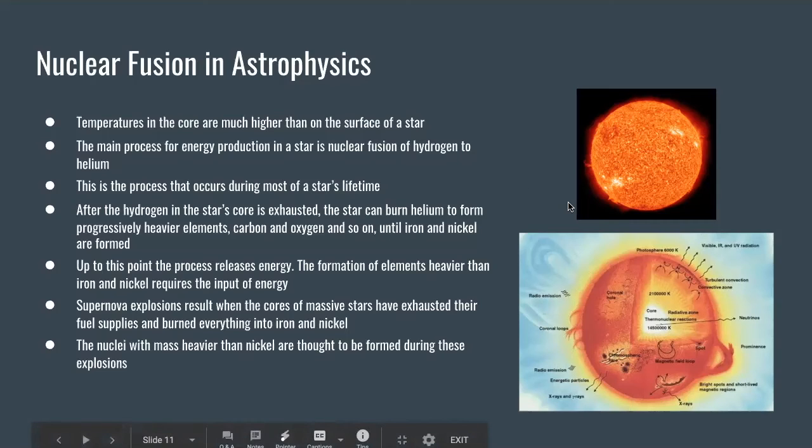And the image on the upper right represents our sun, which is a star, and below is a scientific depiction of what a star actually does. As can be seen, the temperature of the outside is around 6,000 Kelvin, whereas inside it's much higher, and there's a thermonuclear reaction going on, and it's just depicted and highlighted.